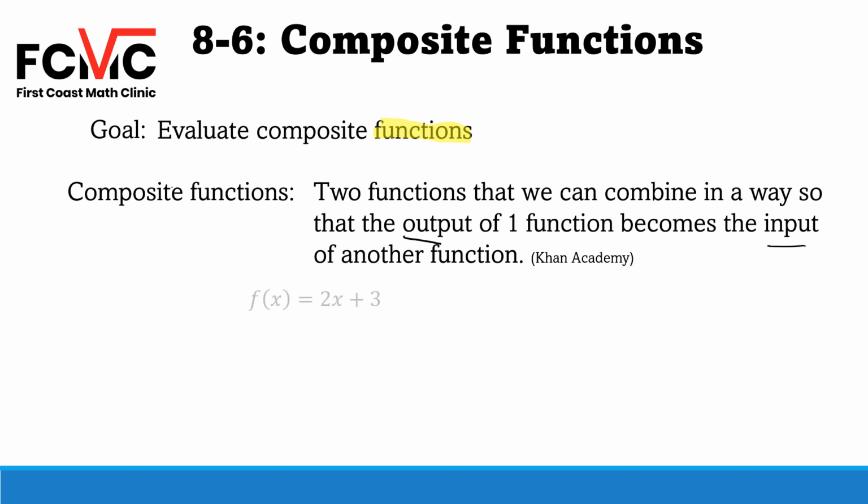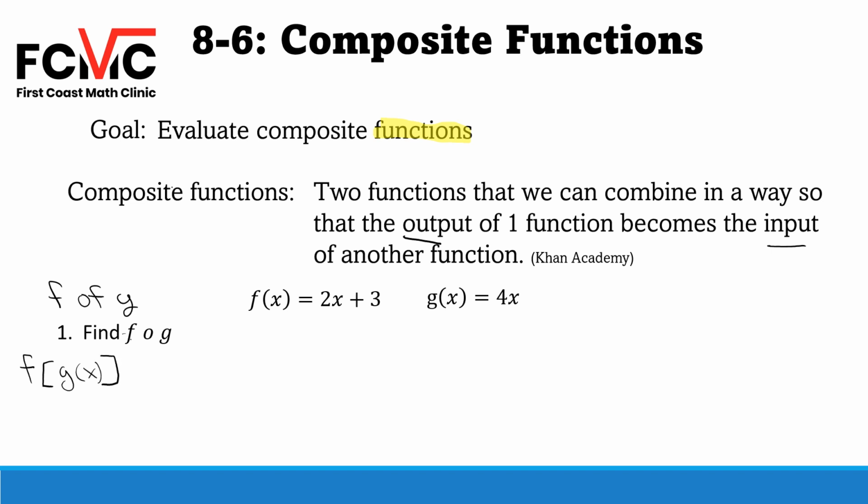So what is that going to look like? Let's say we've got one function in function notation, f of x equals 2x plus 3, and our second function, g of x equals 4x. When we're looking for composite functions, our notation is going to be f, then a small circle, and g. So this is f of g. What this basically means is we're going to take our function f of x and put our g of x function inside f of x.